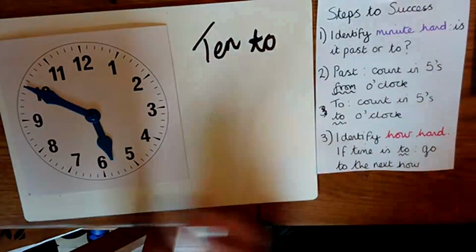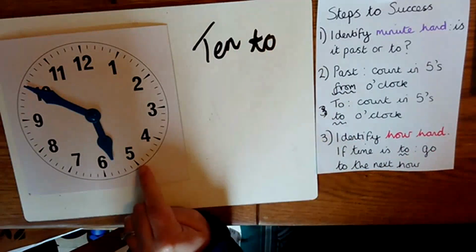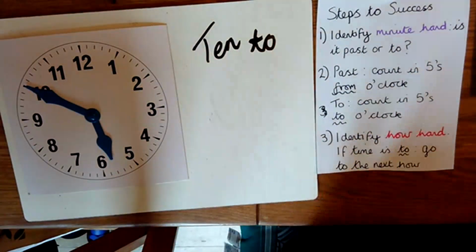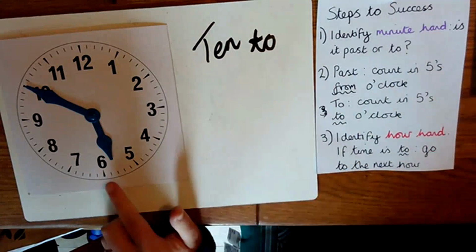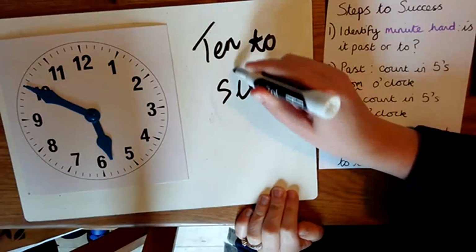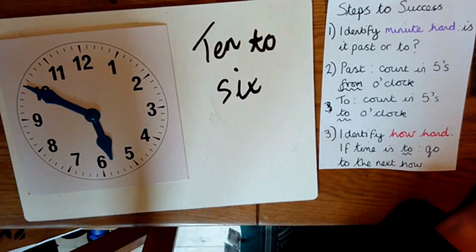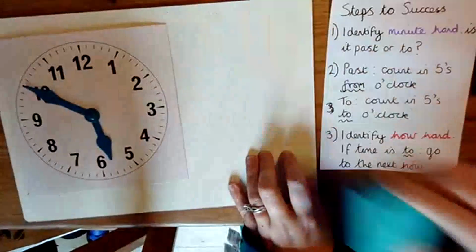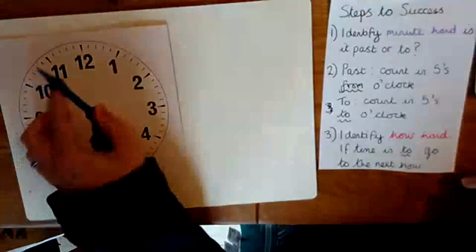Right, hour hand, shorter hand. It's in between 5 and 6. I know with to, I'm going to look towards the next hour, and my next hour is 6. So my time is 10 to 6. So that is 5-minute intervals.